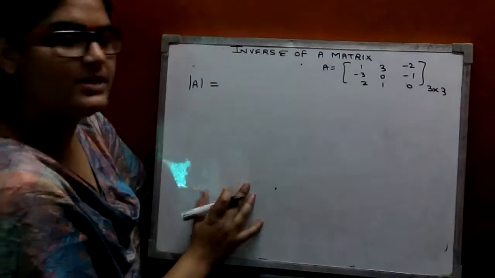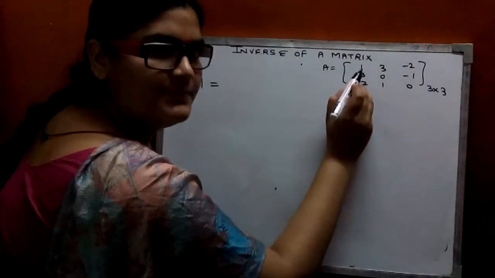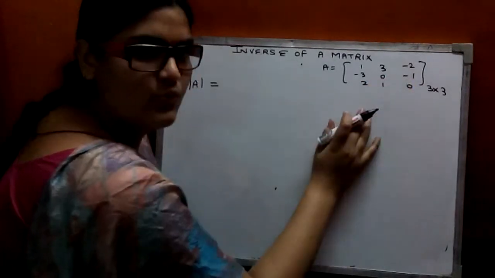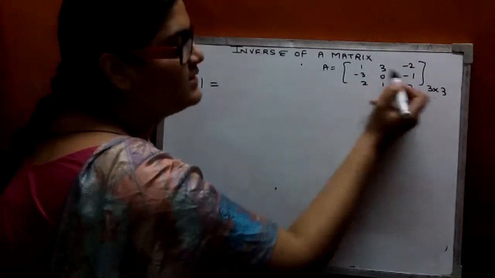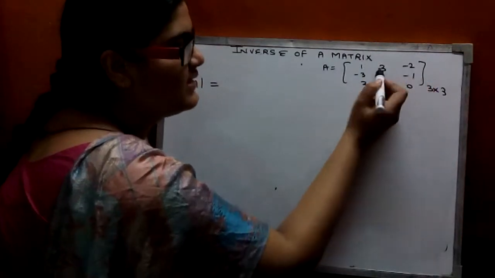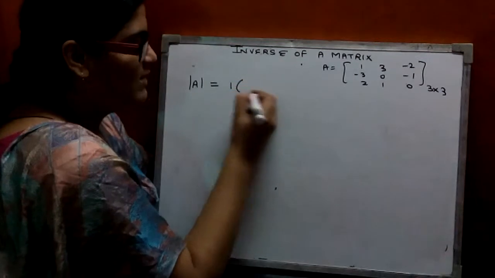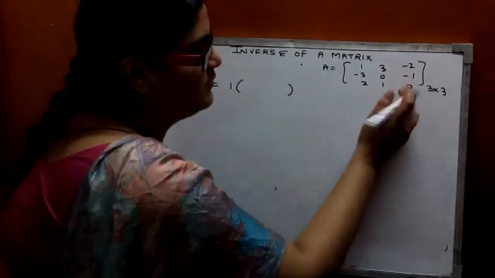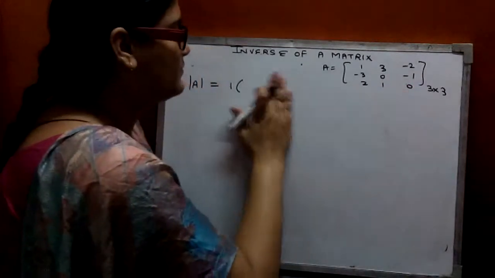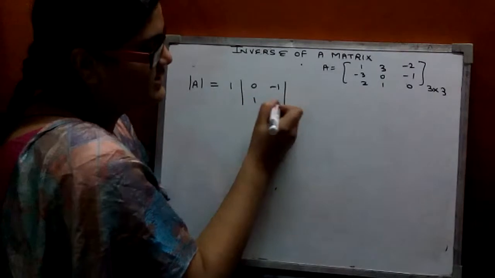Determinant, how can you find out the determinant? Listen to me. This is A11, A12, A21. A11 is at an even place, the sum is even. This is odd, so you have to take minus with that. Means you have to take 1, and now hide the first row, first column. What do you get? 0, minus 1, 1, 0.